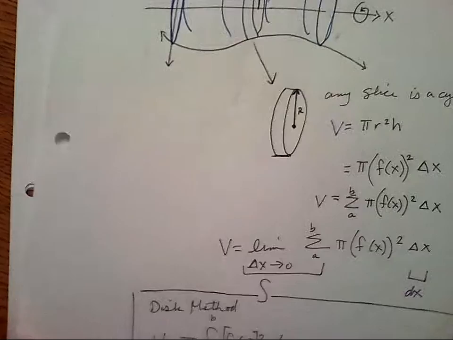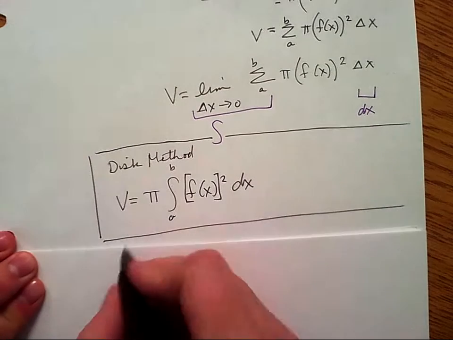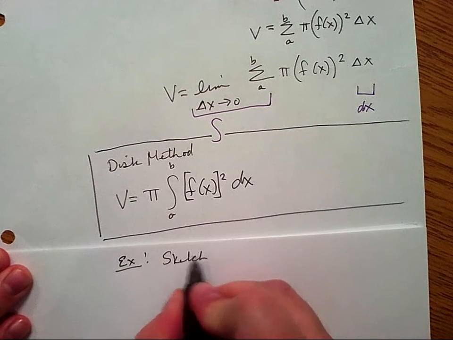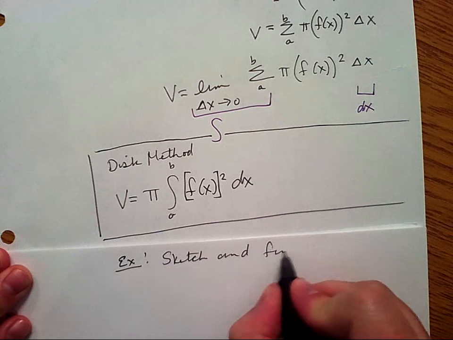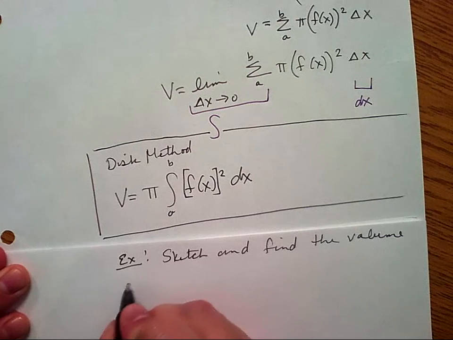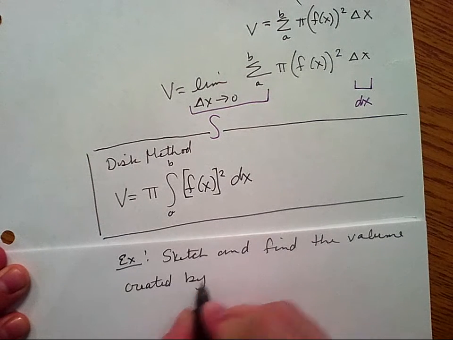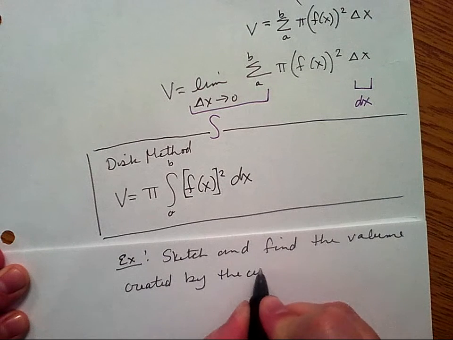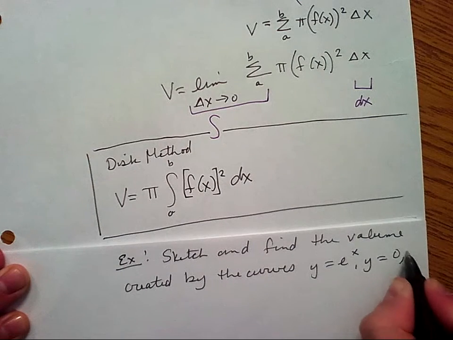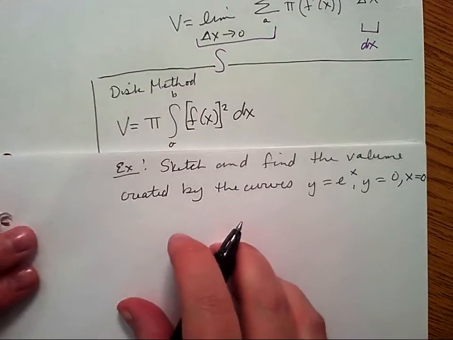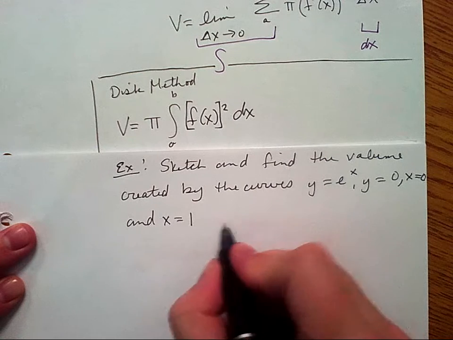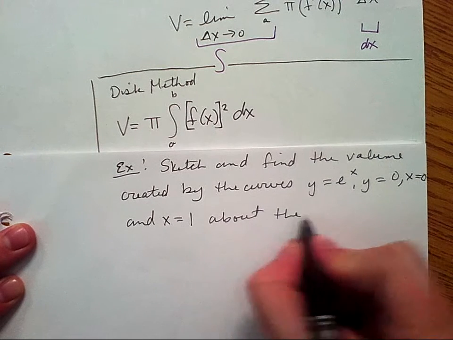Okay, let's do an example. Sketch and find the volume created by the curves y equals e to the x, y equals 0, and x equals 0 and x equals 1, about the x-axis.